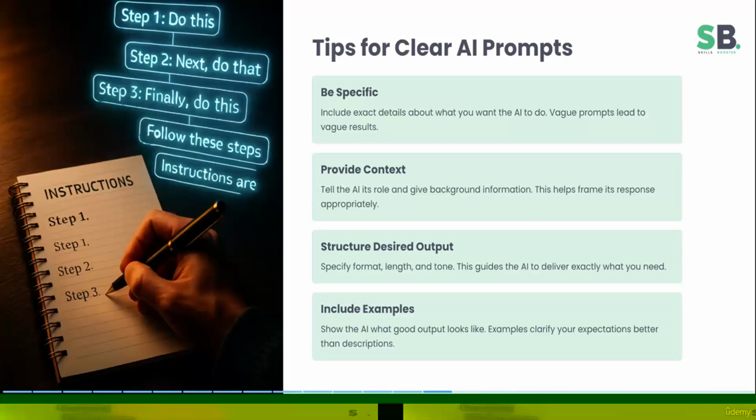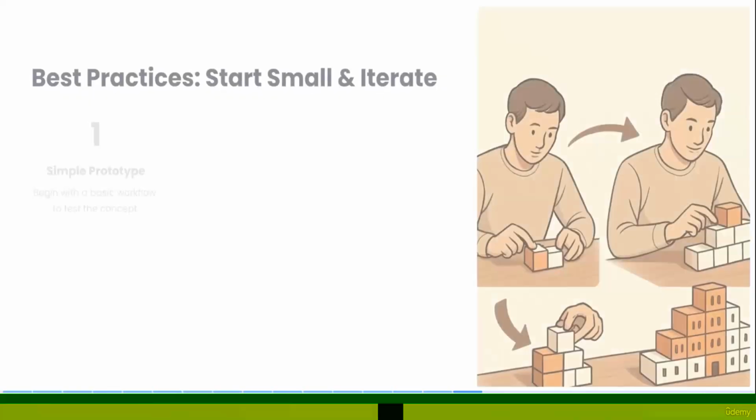Structure the desired output. Specify format, length, and tone. These guide the AI to deliver exactly what you need. Include examples. Show the AI what good outputs look like. Examples clarify your expectations better than descriptions.